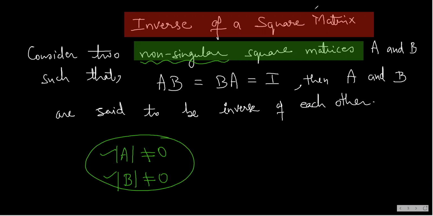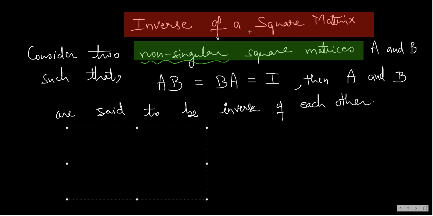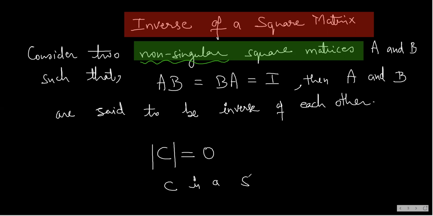If you have matrices which are singular matrices, then their inverse will not exist. Suppose I have a matrix C and its determinant is equal to 0, then you will say C is a singular matrix. Remember students, if you have a singular matrix, then you cannot talk about the inverse of that matrix.